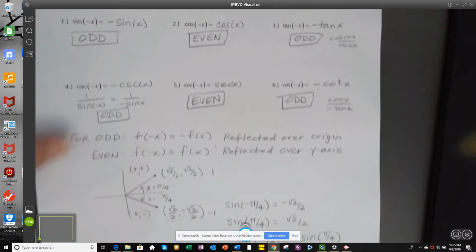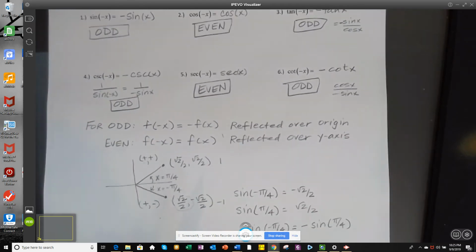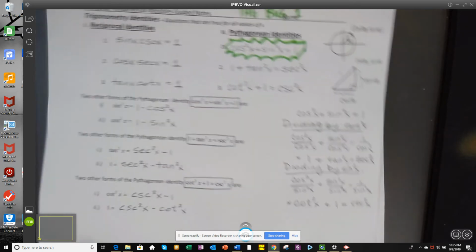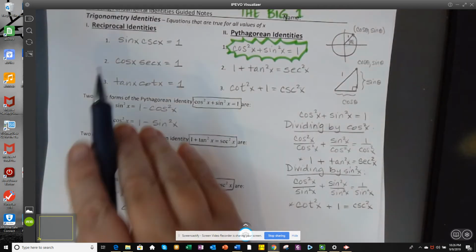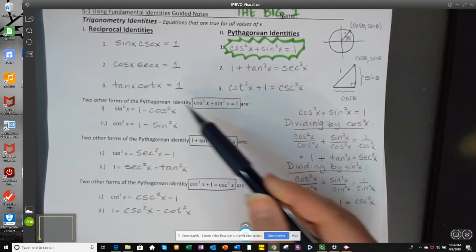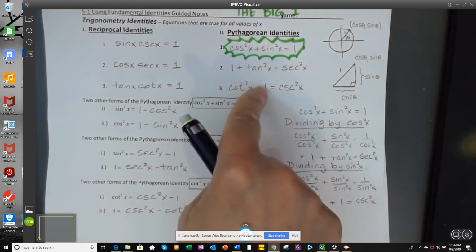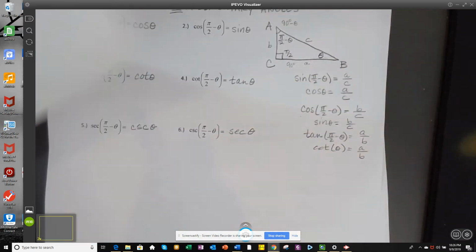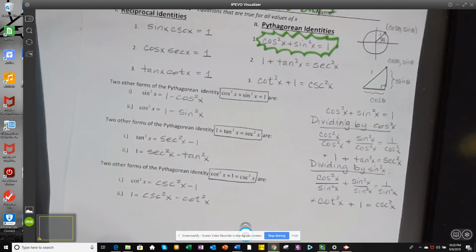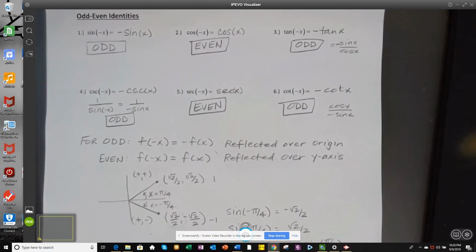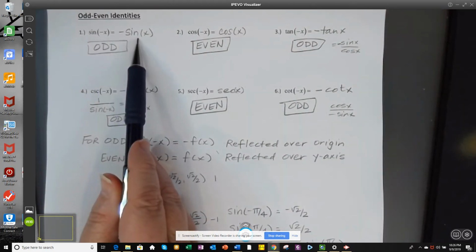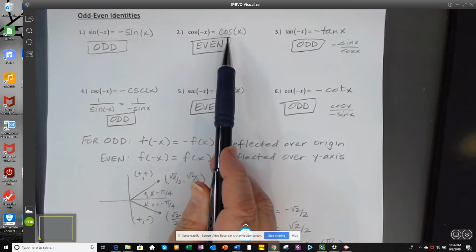All right, so goodness, our list of identities is expanding. We've got these identities, and we're not going to forget these. These are really important ones. Then we have the reciprocal ones, the Pythagorean ones, and the other ones that we derived from the Pythagorean identities, as well as the complementary ones, the cofunction ones, and the odd-even identities. So wherever you see sine of negative x, you can put negative sine of x. Wherever you see cosine of negative x, you can put cosine of x because it's even.